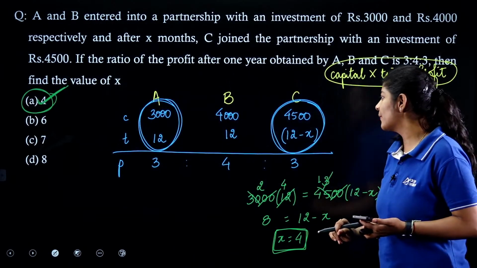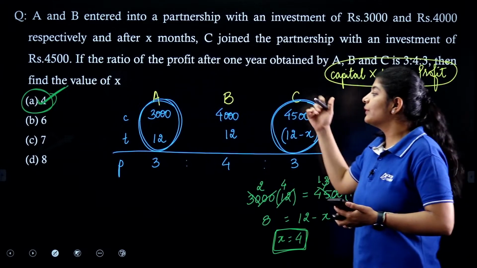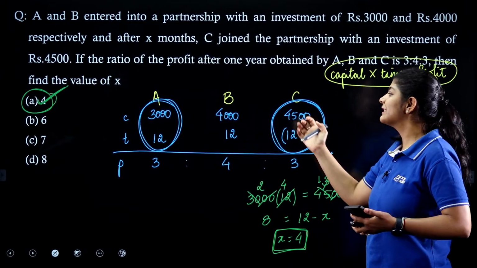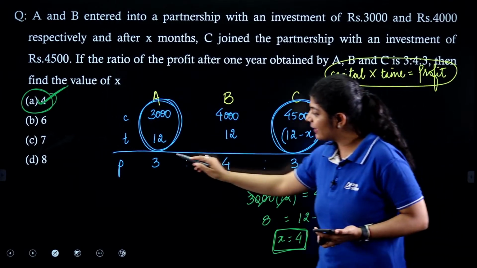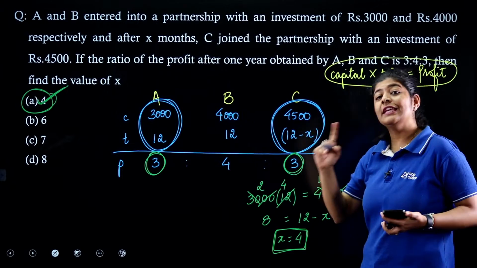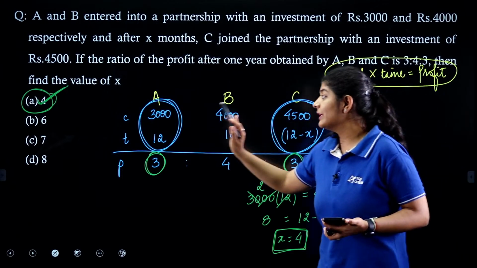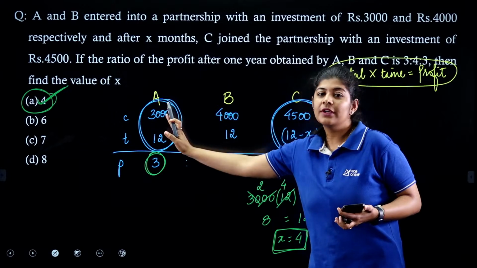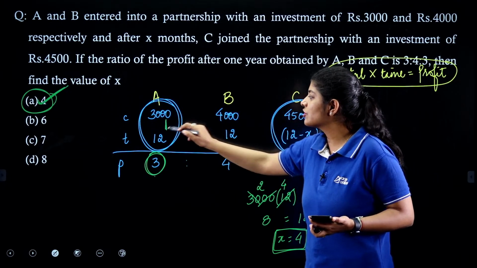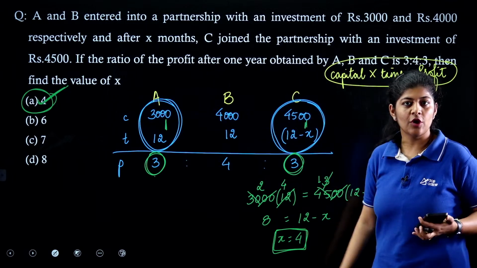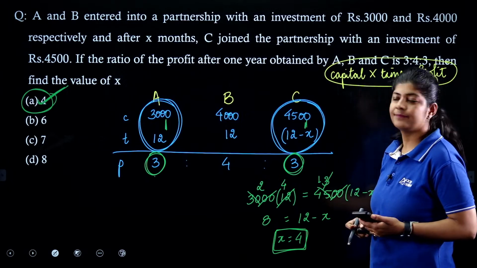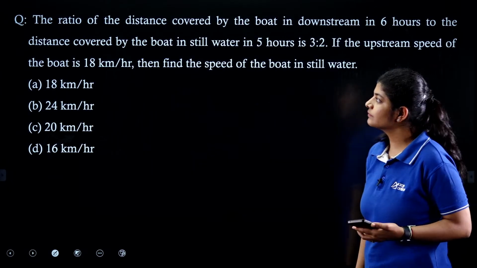This is a very easy one. As I told you, if you write the numbers in the proper format, you can easily get the answers, because here the profit got by A and C is equal. If these values are equal, that means these values are also equal, because ultimately we are getting profit from the multiplication of these two factors only, right? Clear? Next. Let's see the next question.